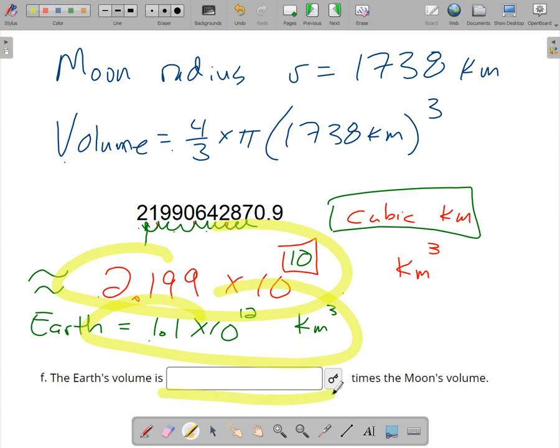I'll show a couple different ways to look at it to come up with the right math. Hint: if you do a division, use parentheses on your calculator.